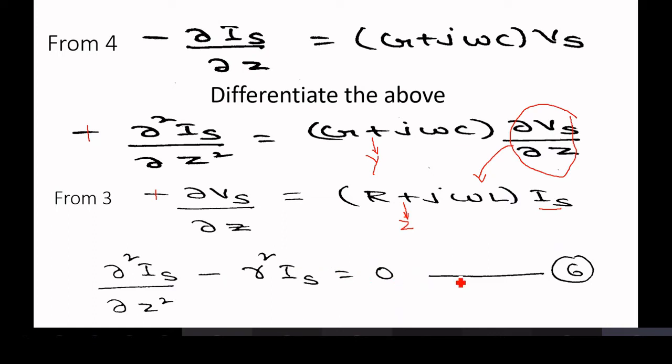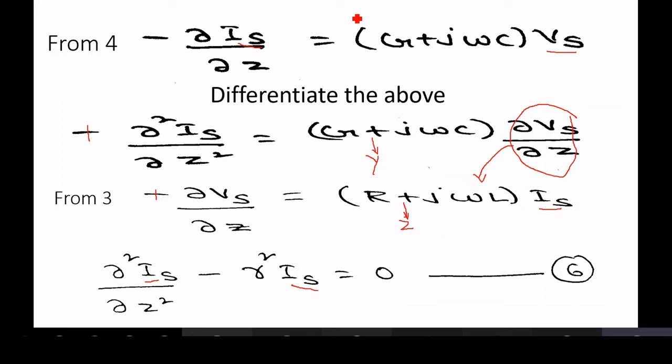Let us call this the sixth equation. Now the second order differential equations on both sides are entirely of the same type, so it is having the current expression. Whereas here, in the first order differential equation, on the left hand side we have the current, on the right hand side we have the voltage.